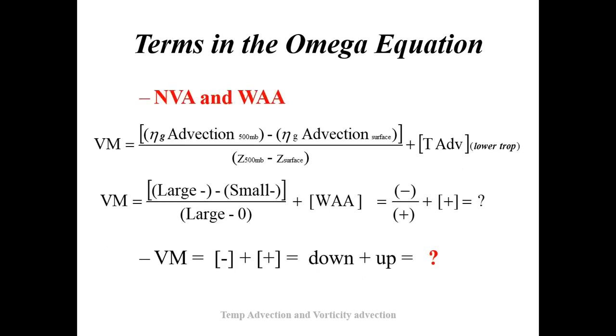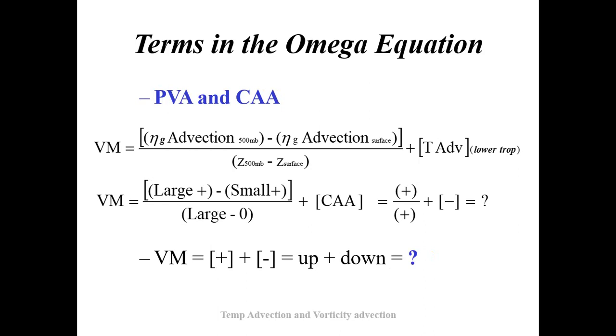If I have negative vorticity advection and warm air advection, I'm combining those two. NVA indicates downward vertical motion. Warm air advection indicates up. So you see the last row here of this slide: VM is equal to down plus up equals question mark. Because again, in this case, NVA brings my height down, and warm air advection brings my heights up. So I'm not sure. I'd have to examine this further to determine the vertical motion.